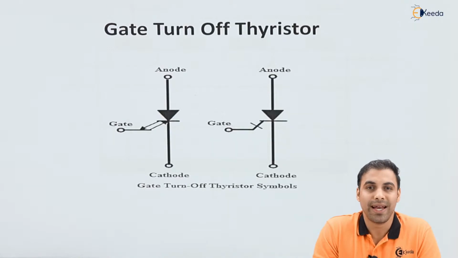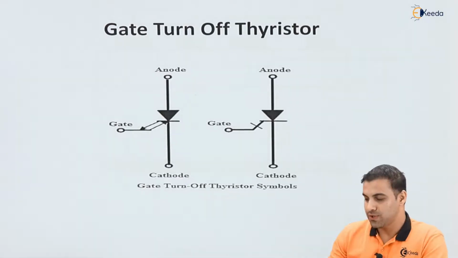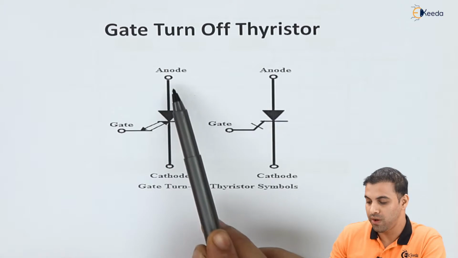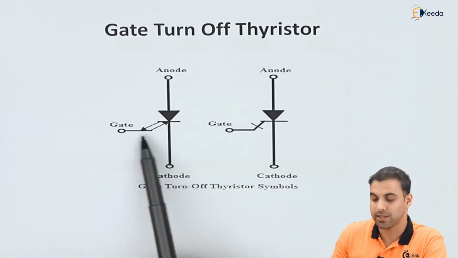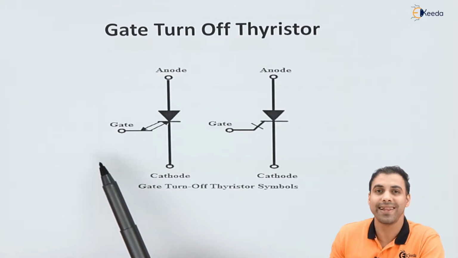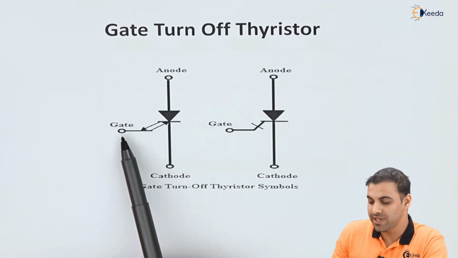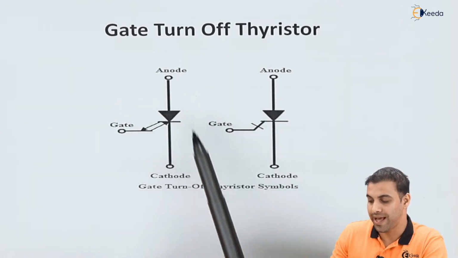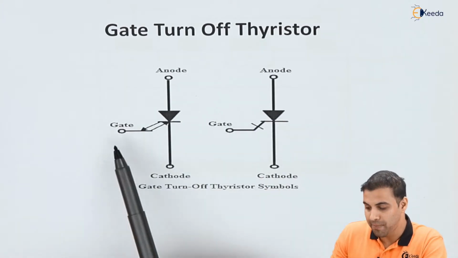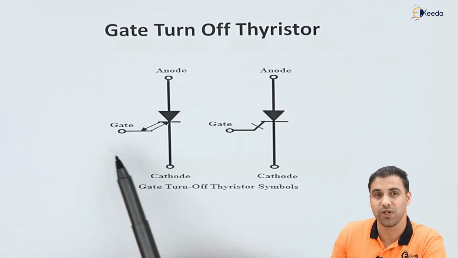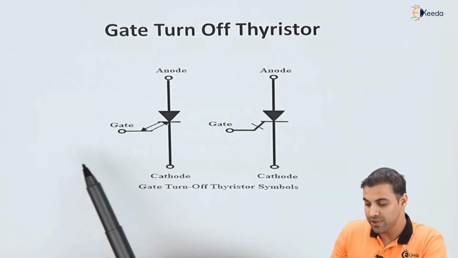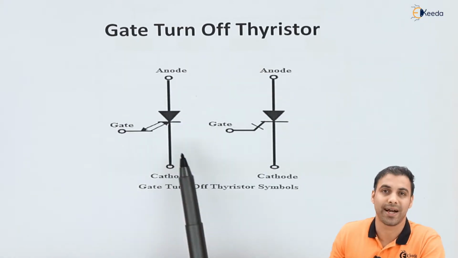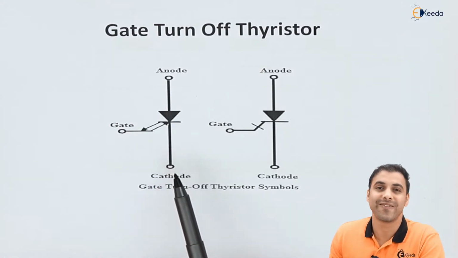For a better understanding, let's see the symbolic diagram of a GTO. So friends, in this symbol of a GTO, here we have an anode, we have a cathode, and here is the gate terminal like the thyristor. But unlike the thyristor, once we supply a positive gate triggering signal, the GTO starts conducting from anode to cathode. But once we alter the gate pulse from positive to negative, or supply a negative gate triggering signal, it will stop conducting. So let's see what is the reason behind this.